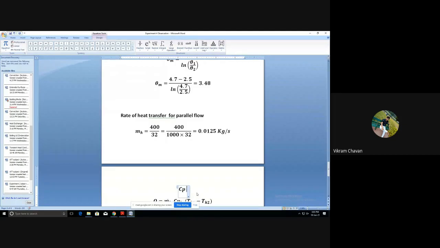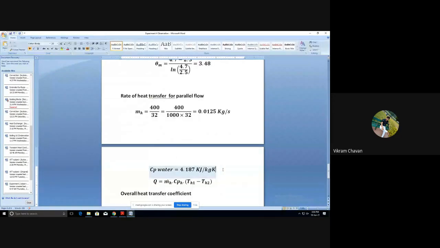Cp for water is equal to 4.187 kilojoule per kg Kelvin. Okay, so we have to take it as joule per kg Kelvin, that is nothing but 4187.